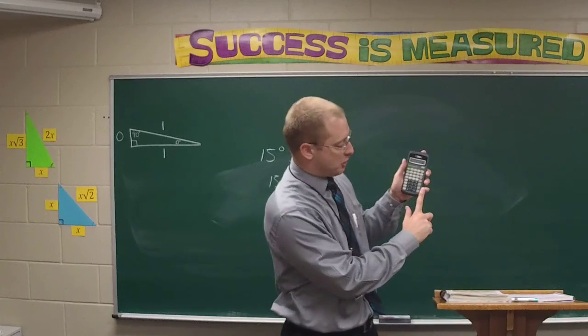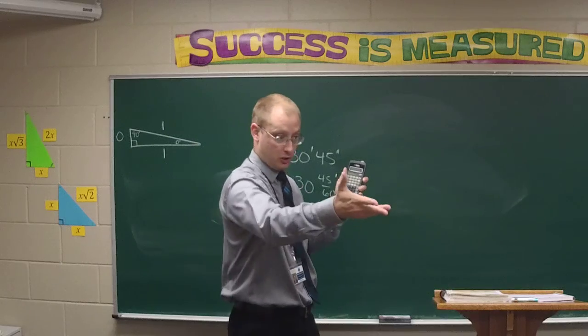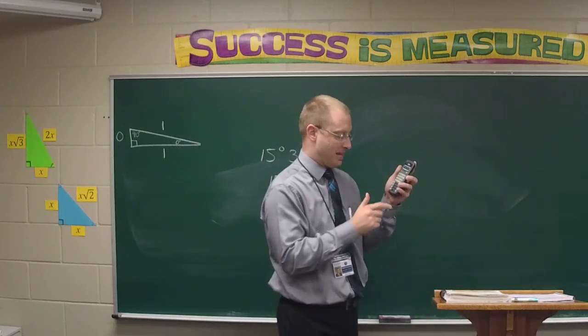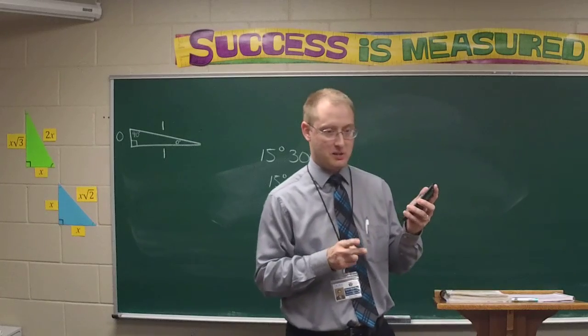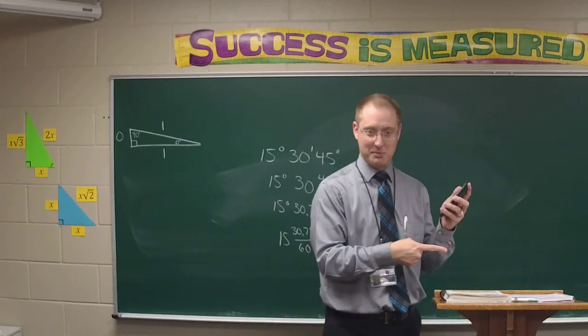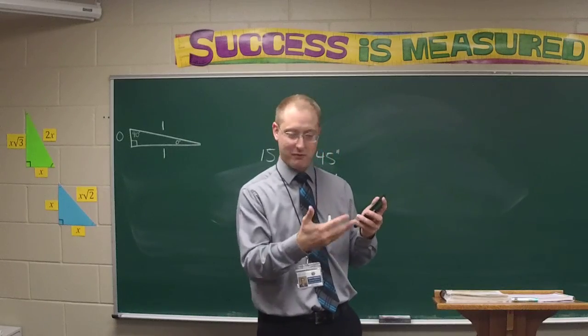I want you to look down at your plus sign and your equal sign. You see the second function, those little green letters, or Chris, gold letters on yours: DMS to DD, DD to DMS. That means degrees, minutes, seconds into decimal degrees, and decimal degrees into degrees, minutes, seconds. You can convert back and forth.